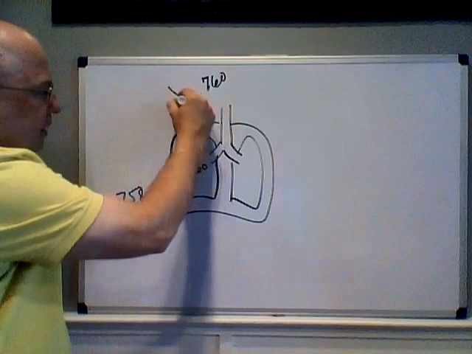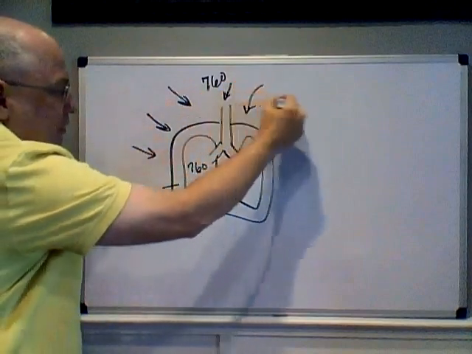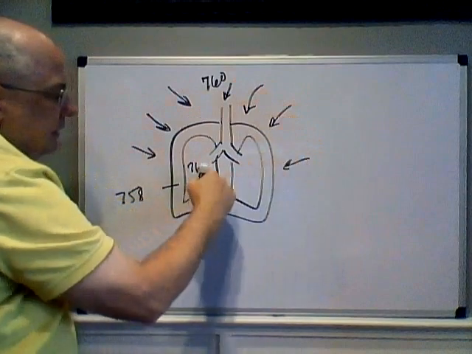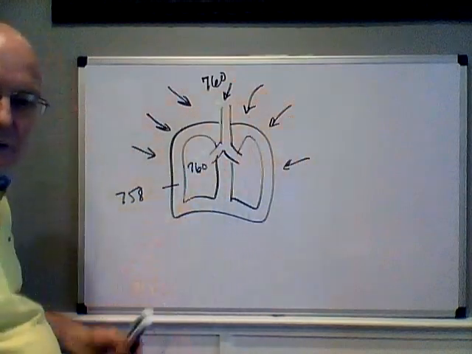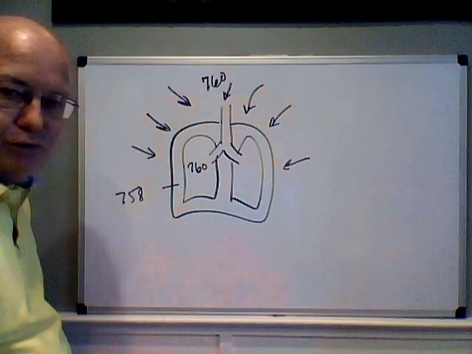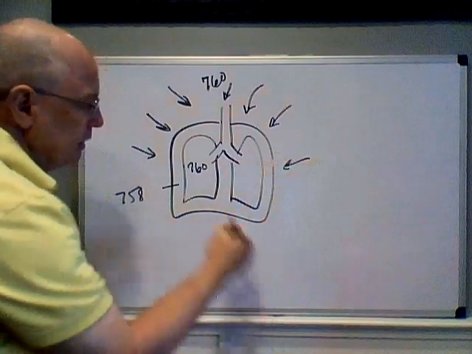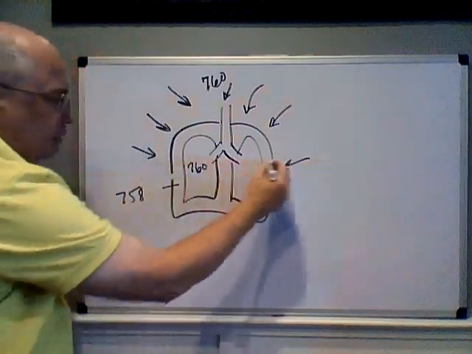So the outside air is pressing harder on the walls, and then the air here, they are equivalent, so nothing moves in or out, right? If a person has a pneumothorax, if I were to poke a hole here, now look at the pressure, or let's do it on this side, okay?